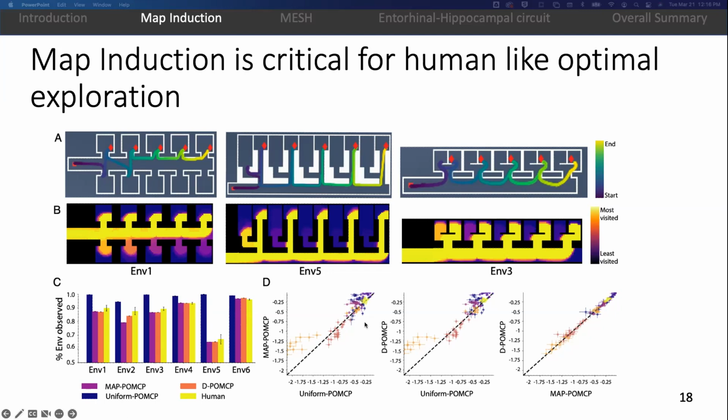We can also plot the log likelihood of each of these models conditioned on human behavioral data. And we see that both the maximum a posteriori model and the distributional models, which are both map induction based models, perform better than the uniform model. And both of them are similar in performance.